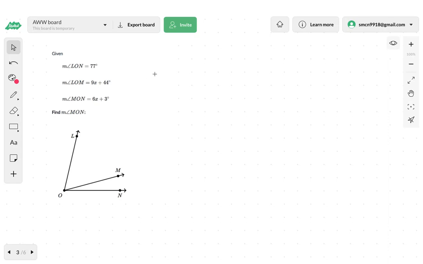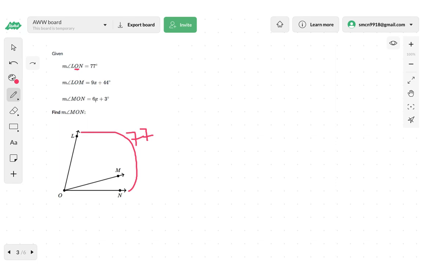They give you the measure of LON is 77. Now remember, angles are usually represented by three letters, and that middle letter is the vertex, which means it's the corner. So let's figure out LON. I'm going to follow it in the order that it's labeled. So I have LON, and they're telling me that this whole angle is 77. So I'm going to write that in. This whole entire angle, if you trace it, LON, that's that whole angle, okay?